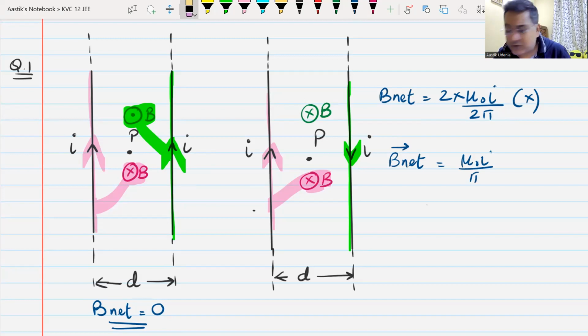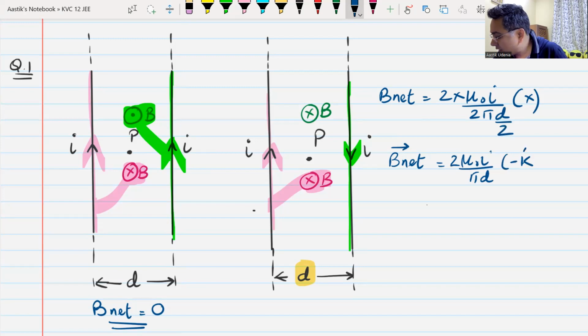Remember, the value of R is D by 2. I forgot to mention that this D is the distance between the two wires. R is D by 2. So don't forget to write it as D by 2. So your answer will be 2 mu naught I by pi D, minus K.